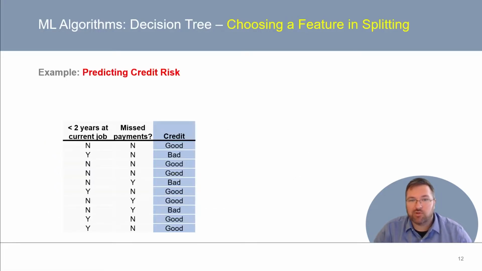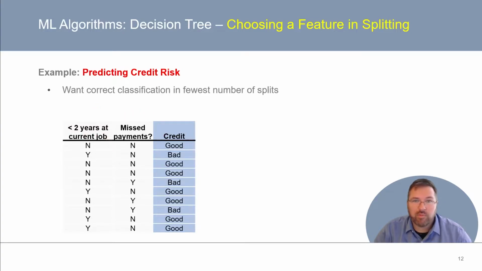Now let's look at a practical example of tree splitting on a simple example dataset. Here our target outcome is predicting whether a person has good or bad credit, and the features available in this small example include whether a given person has worked longer than 2 years in their current job, or whether they have missed any credit card payments. Remember that our goal in splitting is to separate instances in a parent node such that our offspring nodes will have the purest separation of one class or the other. And ideally, we want our classification to be successful in the fewest number of splits. So in this example, which of these two features should we split on?